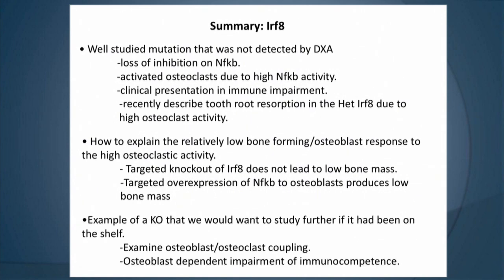So this is an example of how we identified a candidate line that would really be one that you could drill down on much more, and understand both the coupling mechanism between the two and how the osteoblast plays a role in immunocompetence, in animals that could be studied in much greater detail.